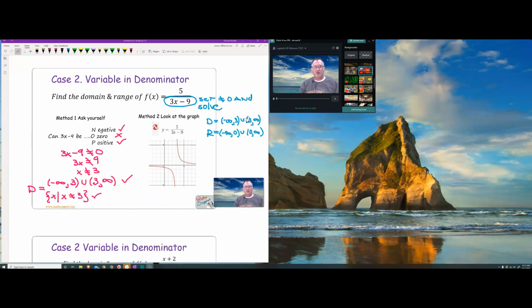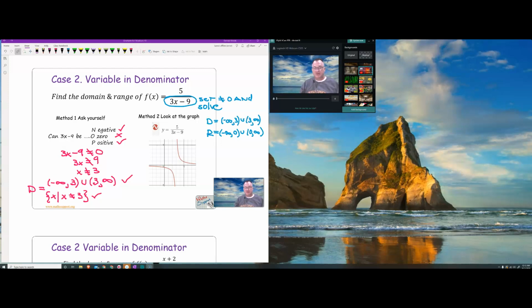Okay, so when you have a variable in the denominator, take that expression, 3x minus 9, set it not equal to 0, and solve it. That value gets kicked out of the domain. So x cannot equal 3. It can be anything else, just can't be a 3.